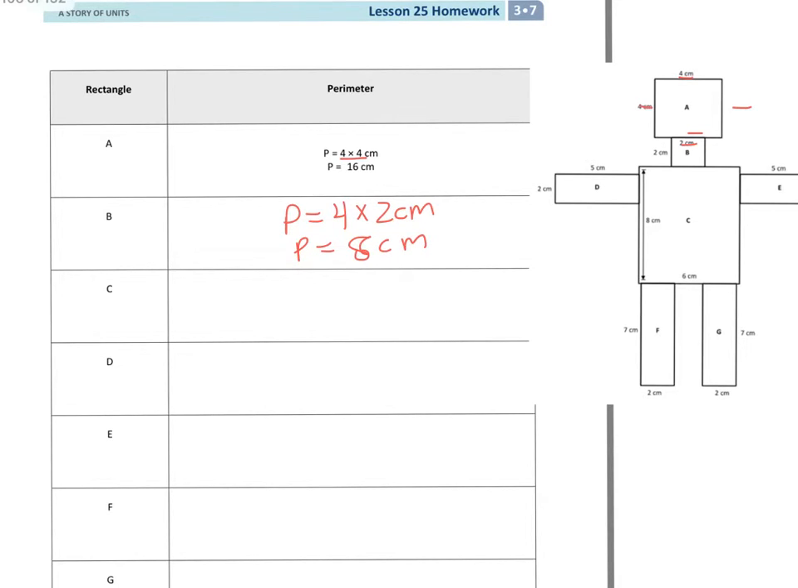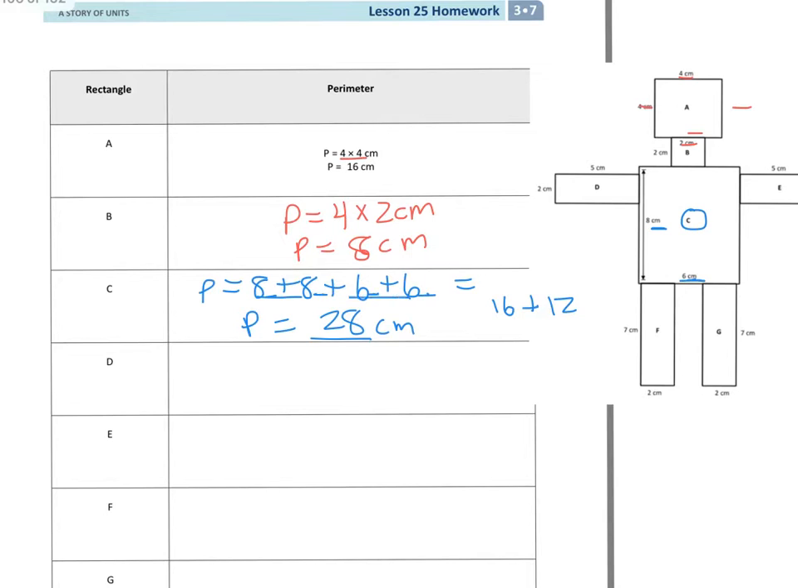If I look at C, I have 6 and I have 8. So I'm going to do 8 plus 8 plus 6 plus 6. And I know I need to have centimeters, and I should bring those up into my equation here. But I'm just running out of room, and I want to make sure you can actually read it. So if I add 8 and 8, I get 16. And 6 and 6 is 12, so I'll end up with 28. And I could have done 2 times 8 plus 2 times 6 if I wanted to.